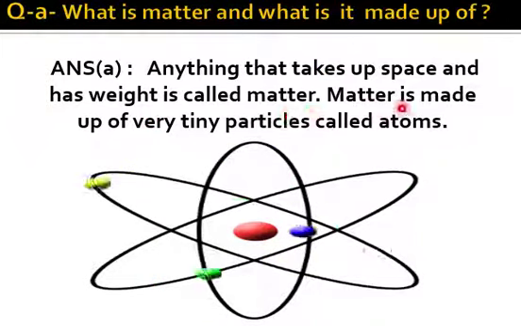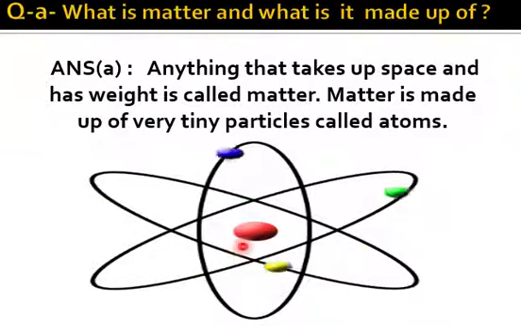Matter is made up of very tiny particles called atoms. So my dear students, you can see here the structure of an atom. There are electrons moving in an elliptical path around the nucleus. In the center, you can see in the red color, what is the name of this center? Yes, nucleus. So its name is nucleus.